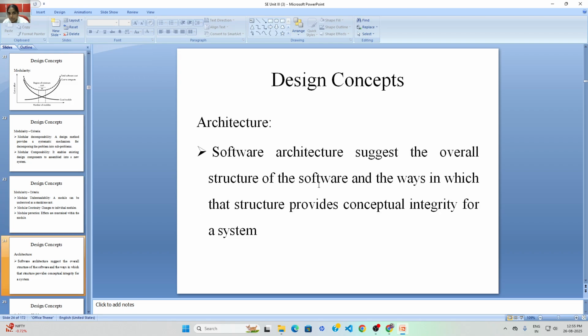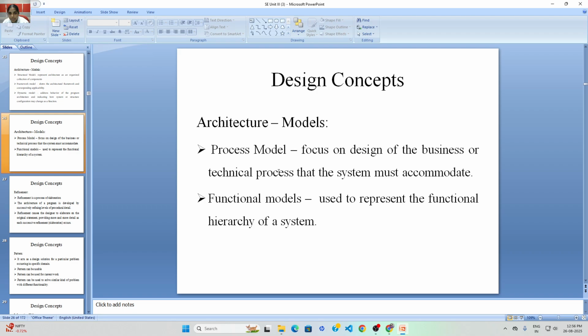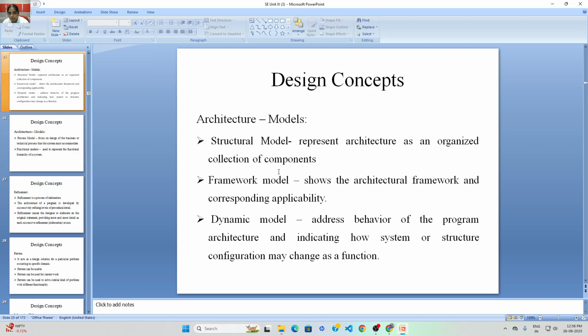Then architecture. Architecture means how the software architecture can be designed overall. They already said previously about the architecture style itself. In that also we have to represent all the things we are going to do and what processes are going on there. All the things should be represented in the architecture design. Then in the architectural model there are the structural model, framework model, dynamic model, process model, and functional model.